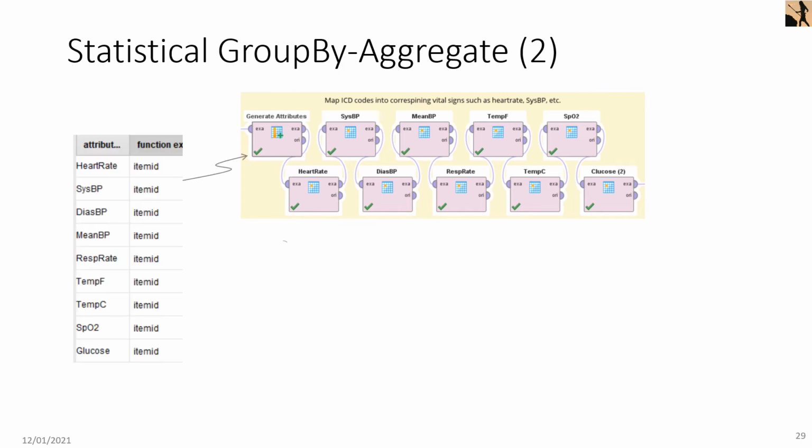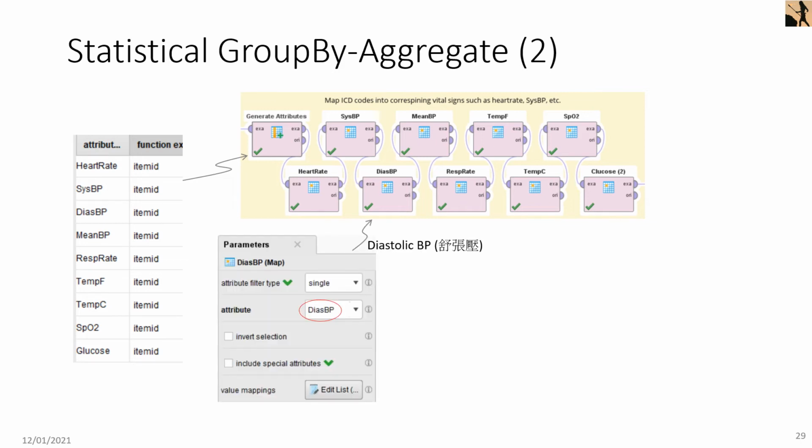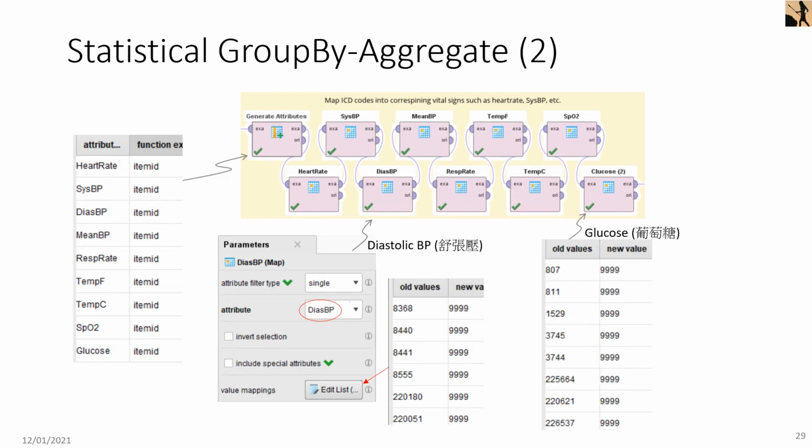Now, first step, generate attributes. All the attributes we would like to deal with. First, we populate them with the original item ID, right? So for example here, for the diastolic blood pressure, we just use this simple mapping rule. We look at the DIAS-BP and we add it to the list, right? We just take the old value, that is the item IDs. The one we look at, we'll replace with a new value, for example, 9999. Okay. And then for this glucose, we can do the same thing.